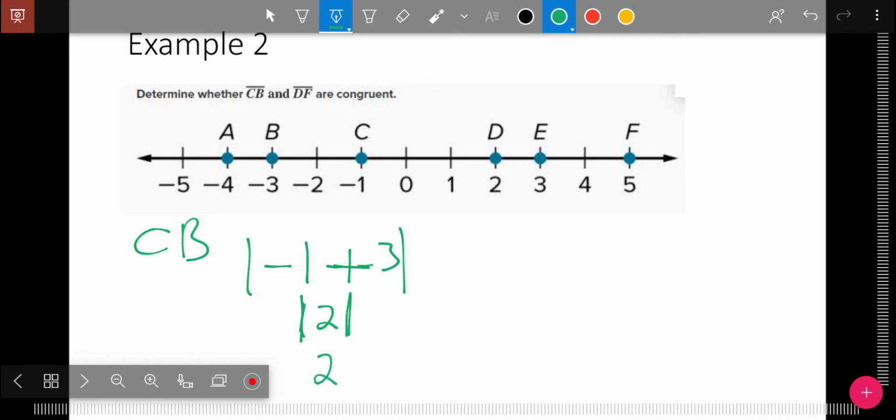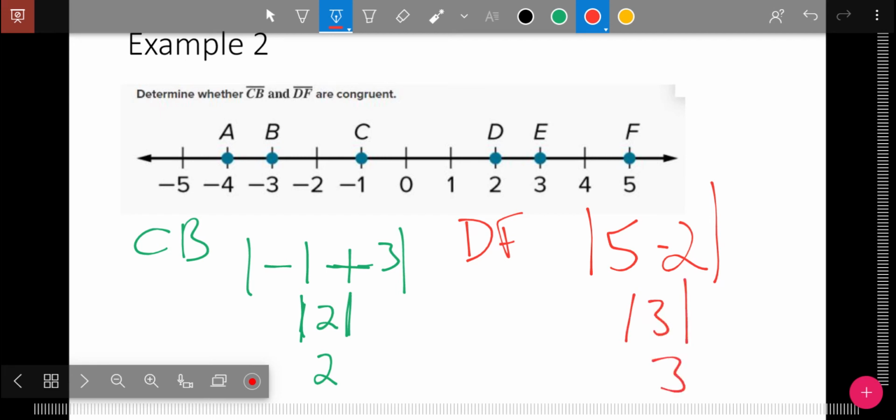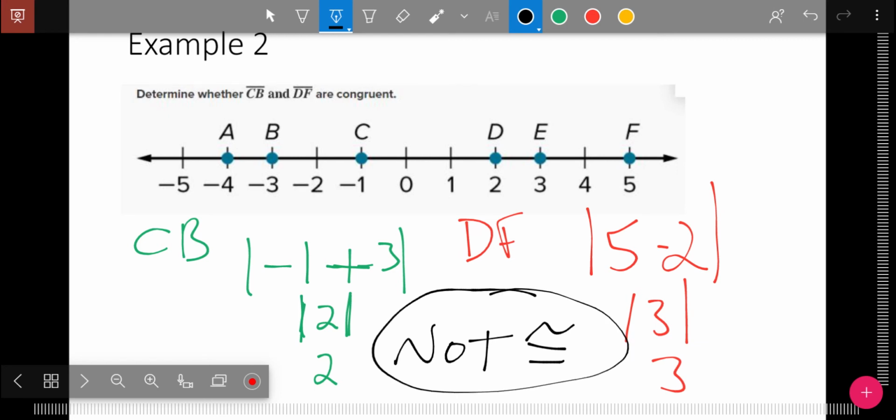All right? And then I want to compare DF. Well, let's use a different color. DF. All right? D is at 2, F is at 5. And so for DF, I'm doing the absolute value of 5 minus 2, which is the absolute value of 3, or just 3. Now, those are different. If they're different, then it's not congruent. And again, this little equal sign with the squiggly means not congruent. And so that is my answer, not congruent.